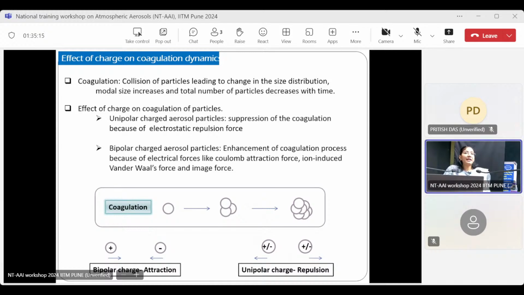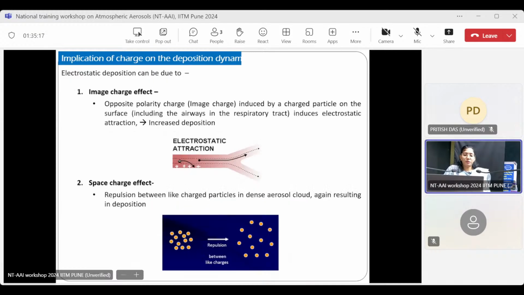Then the second effect is the effect on deposition, so the deposition on maybe a pipe or even inside our lungs. When a particle travels in a tube, maybe the sampling tube or the respiratory tube, it can have two types of effect, which will have an impact on the deposition dynamic.